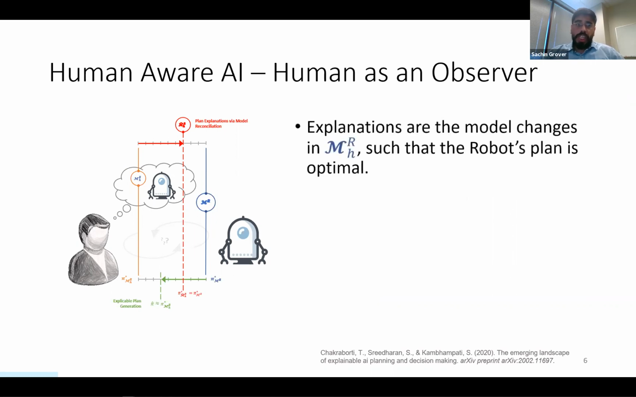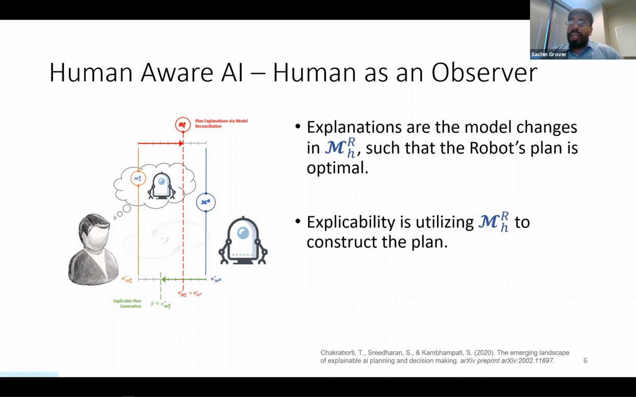Explanations are basically the robot trying to explain why it chose a specific set of actions. What it usually does is try to bring this M^R_h, which is the human's understanding, to a level where the human can understand why those actions were chosen. For example, let's say an automated car chose a particular route. To explain it to the human, the robot can say that it chose it because there was less traffic on this route.